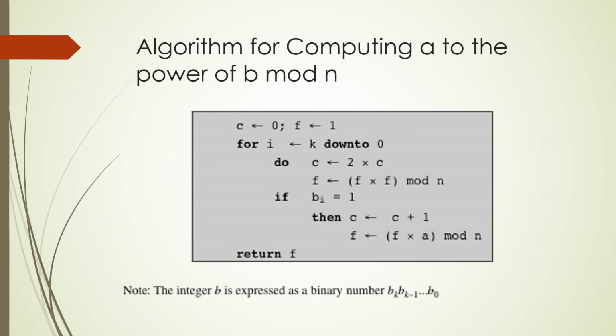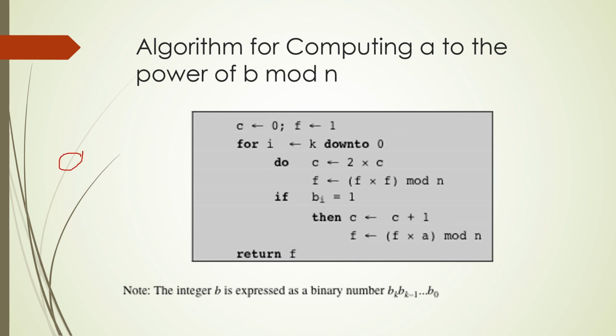Before we close the RSA algorithm discussion, let's find out the very last piece of the puzzle, which is the way to compute a to the power of b mod n, where b is a very long number and possibly a can be a very long number, and also n is a very long integer.